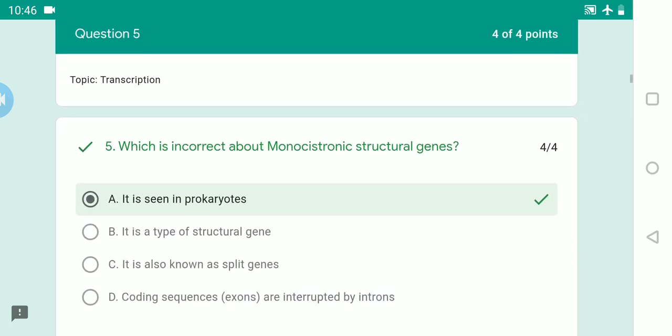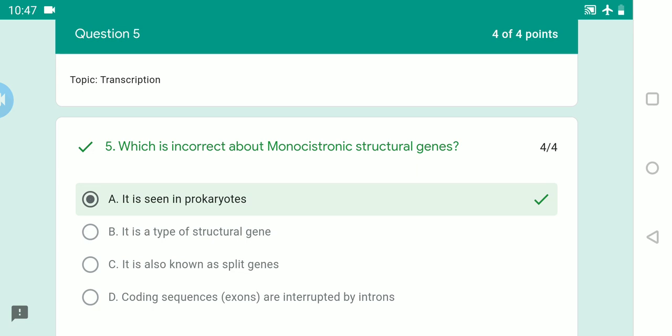The next question is also related to transcription only. Which is incorrect about the monocistronic structural genes? While we were discussing transcription in prokaryotes and transcription in eukaryotes, I told you about monocistronic genes and polycistronic genes. You must have heard about them, and you already studied them in the class. I hope you can remember.